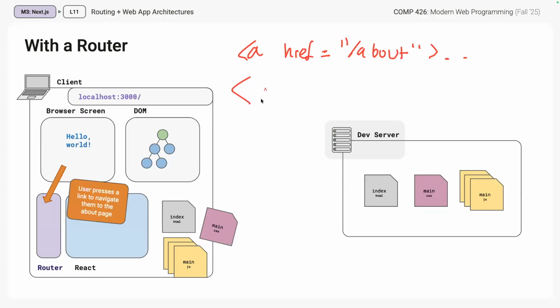This time, we're going to use some link component that has been provided by the router library. And it might have something like href equals about, or it might be called path. It might have a different property name. But essentially, we're replacing our standard links with this new link component. And so now, when we change to the About page, we're going to click on this particular component, not an A component.